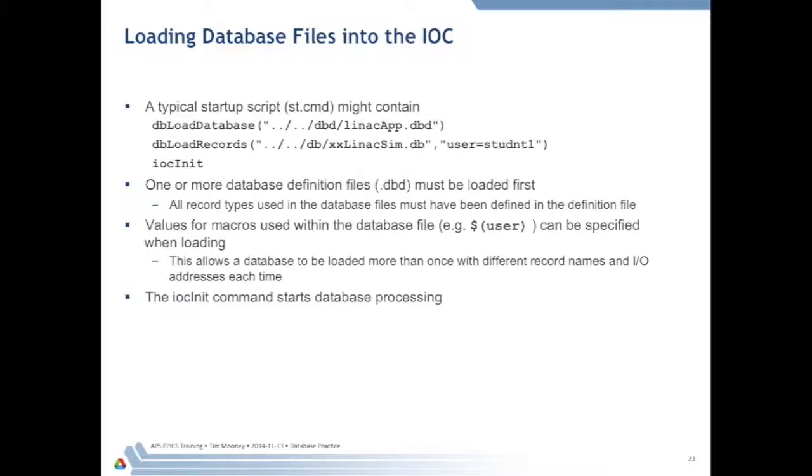And you notice that you can specify values here so that you can load more than one copy of this database. And you can say, well, for this copy, I want this internal macro, it's called user, to be student 1, and then you might load it again with another one, student 2. And then there will be two complete sets of the records that are in that database in your IOC, and they'll all be identified by different names.